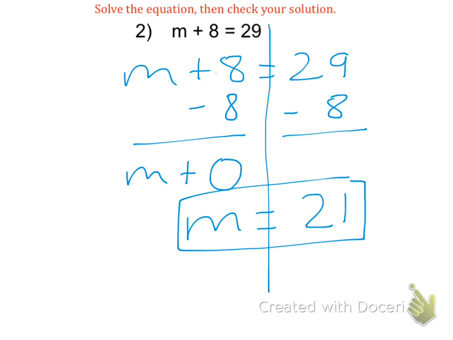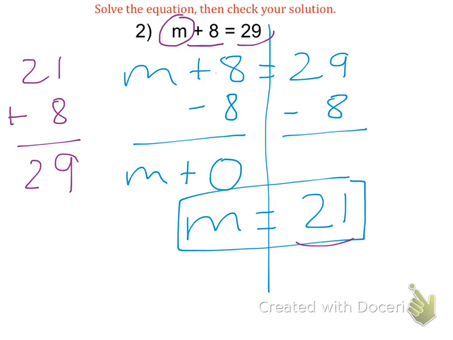Now we need to check our solution. So if we think m is 21, we plug it back in right here, and we do 21 plus 8. And I get 29. Look at my answer, that's what it's supposed to be. So I put a check there that shows that I did it right. Hopefully you did good. If not, go back and see where your mistakes are and fix them.